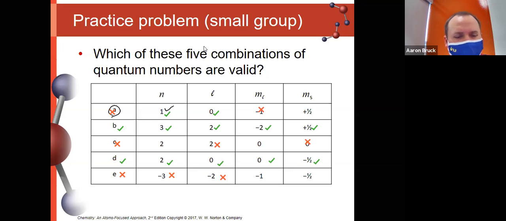M sub L of -1, M sub S of -0.5. M sub S is actually a valid quantum number. M sub L could be a valid quantum number if L was 1 or greater. But since it's negative, yeah, the whole thing falls apart right from the start. There's no such thing as the -3rd energy level. Energy levels start at 1 and go to infinity.